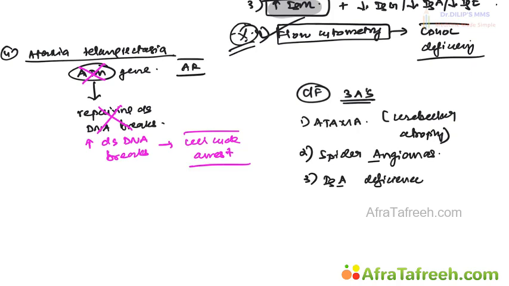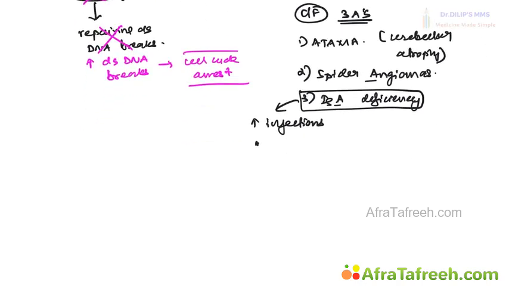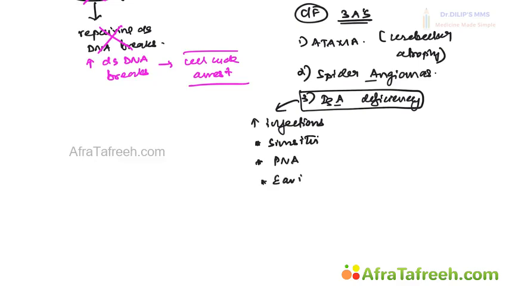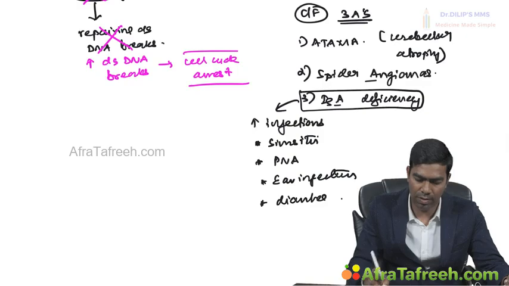IgA deficiency. Because of the IgA deficiency, the patient will be prone to increased susceptibility to a lot of infections. Like patients might have sinusitis, pneumonia, sinopulmonary infections, otitis media or ear infections, and patients may have a lot of diarrhea also and failure to thrive as well.